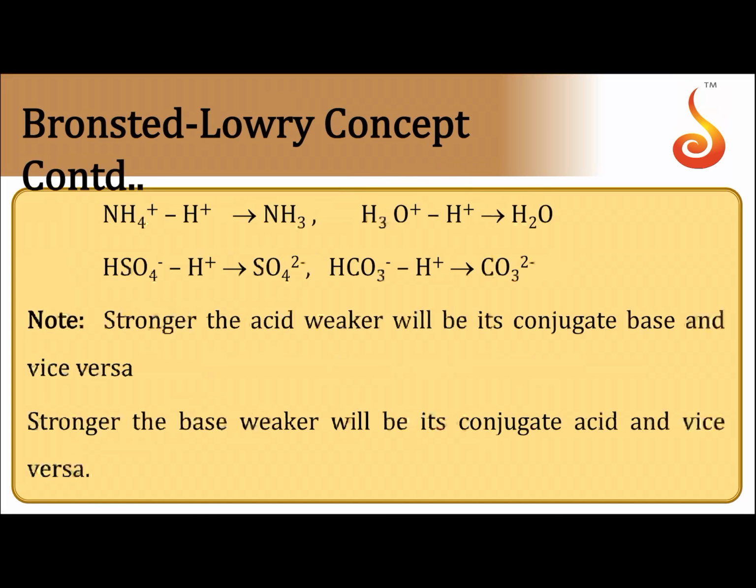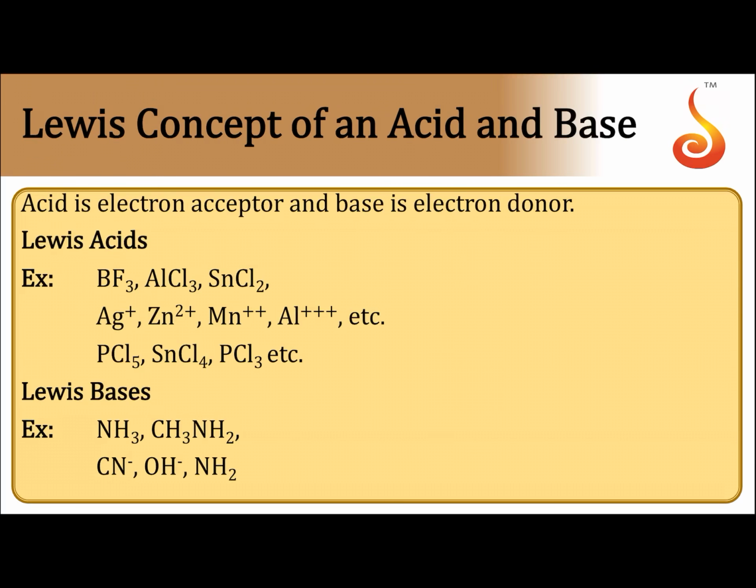And then one more important point. In a conjugate acid-base pair, if the acid is stronger, the corresponding base is weaker. And if the base is stronger, the corresponding acid is weaker. In a conjugate acid-base pair, one will be strong and the other weaker, and vice versa. This is regarding conjugates.